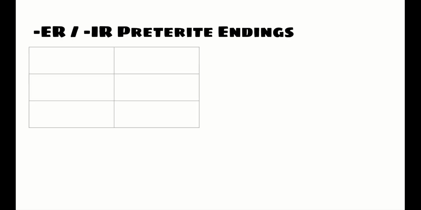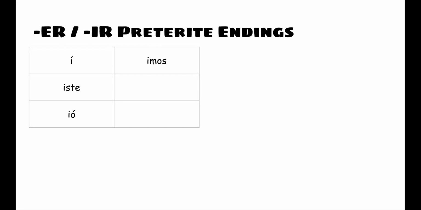ER verbs and IR verbs have the same endings. Doesn't matter if it's an ER or an IR verb, you're going to use the same set of endings. And these are going to look pretty similar to the AR verb endings, only we're going to put an I in there. So í is for yo, iste is for tú, ió is for third person singular subjects, imos for nosotros and other first person plural subjects.